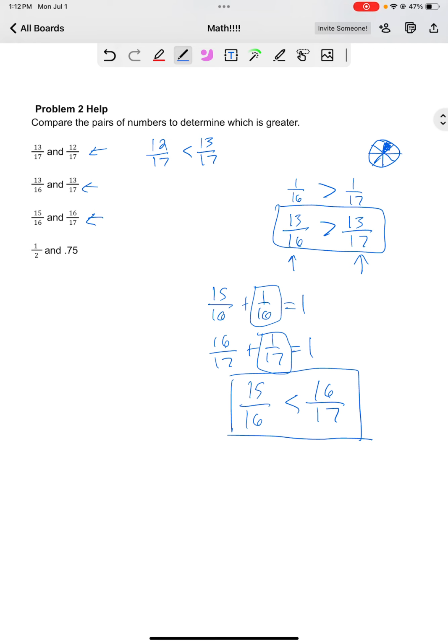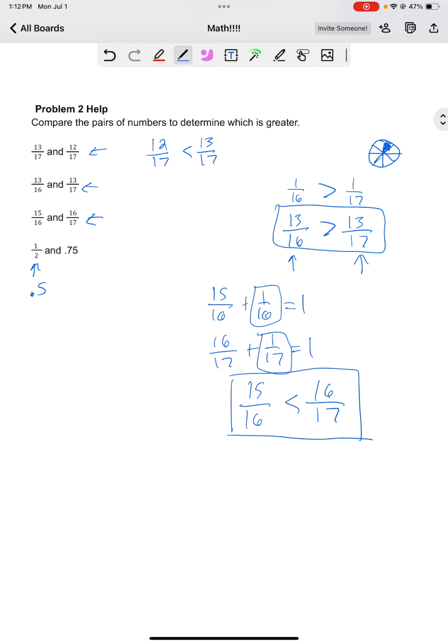And then lastly, we have 1/2 and 0.75. In this case, it's helpful to convert one into a fraction or the other into a decimal, and you have to take your pick. You should just always go with what you find easiest. I think in this case, it's easiest to think of 1/2 in terms of a decimal, which is 0.5.